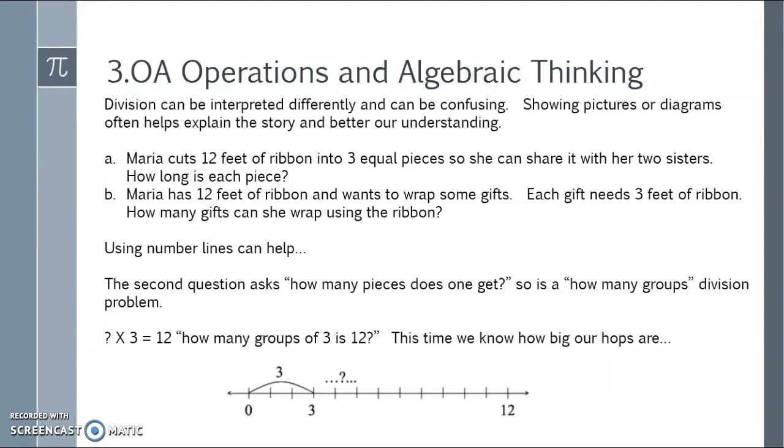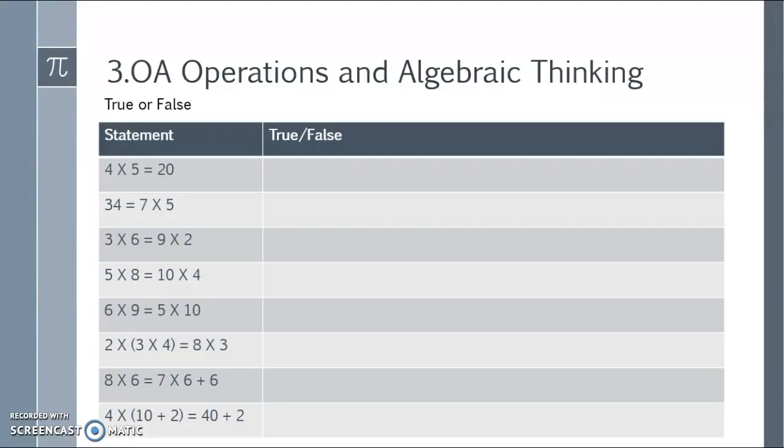We need to hop 3 each time. So our hops are 3, but how many hops do we need to make? 3, 6, 9, 12. We need to hop 4 times.